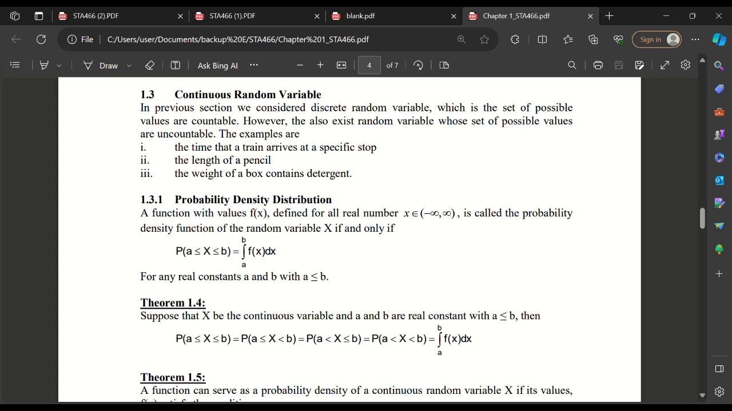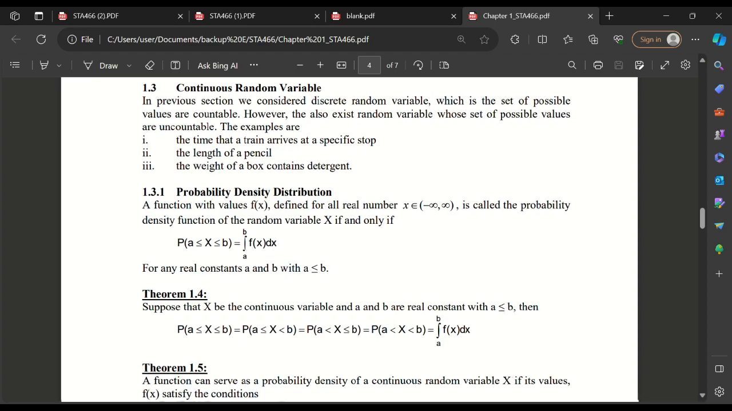Ataupun the length of a pencil. Length of a pencil, it can be in inci ataupun in centimeter. It can be 12.1 centimeter, ataupun 15.5 inci contohnya. So, that is an example of the continuous random variable. Ataupun weight, ataupun height. Senang nak bezakan antara continuous dengan discrete adalah continuous ni dia punya variable can be expressed in decimal places.